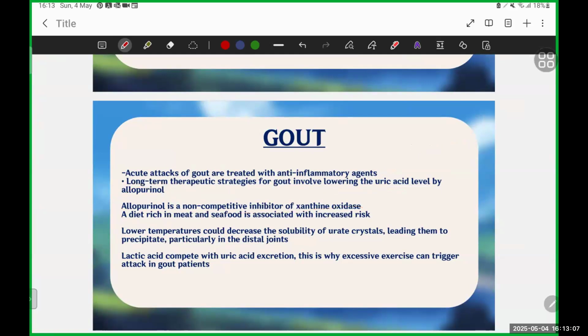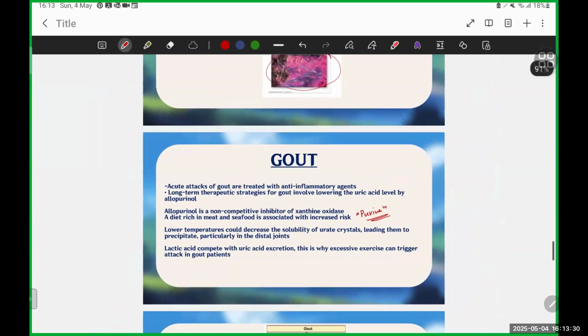Now, when you take a diet rich in meat and seafood, you have an increased risk. Why? Because these give you more purines. So these are purine-rich foods, all right? When you have more purines, you need to degrade the purines more, and when you degrade the purines more, you have more uric acid present in you, right? When you have more uric acid present in you, you have a higher chance of the uric acid becoming crystals, going to your joints and giving you gout.